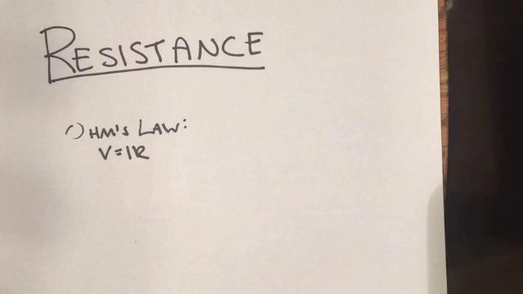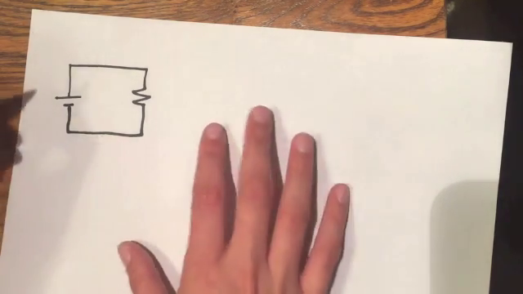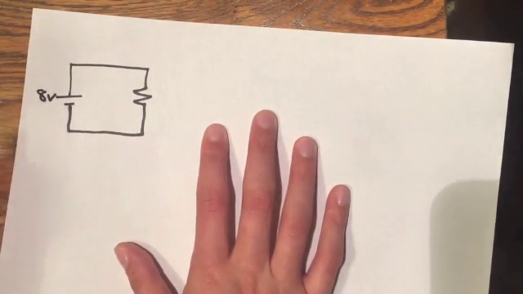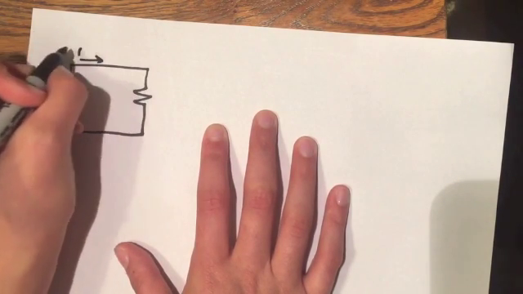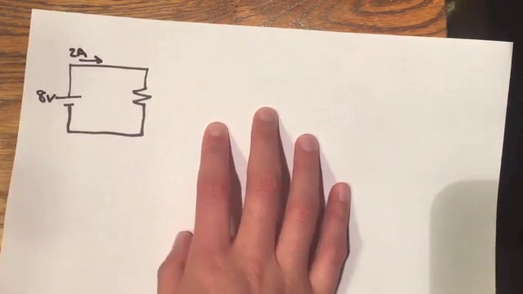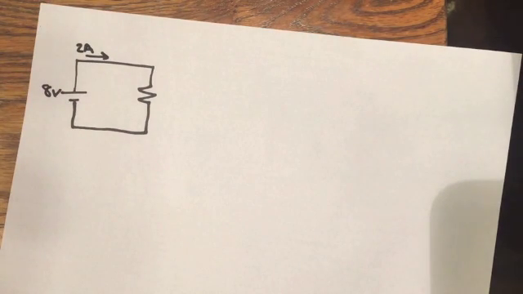When talking about resistance, we usually talk about Ohm's law, V equals IR. This means that the voltage drop is equal to the current times the resistance. Ohm's law lets us figure out that this resistor, when hooked up to an 8-volt battery with a current of 2 amps, has a resistance of 4 ohms.